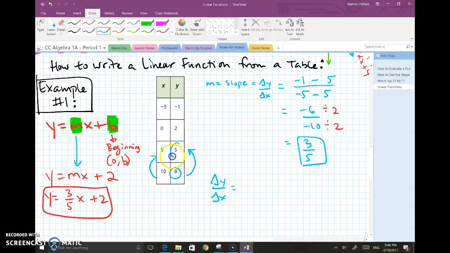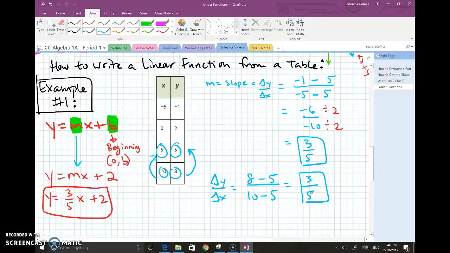For the y's, 8 is becoming a 5. So I write it the way I say it, 8 becoming a 5. In the denominator, my 10 is turning into a 5. So 10 becoming a 5. Okay? And then I simplify this. So 8 minus 5 is 3, and 10 minus 5 is 5.